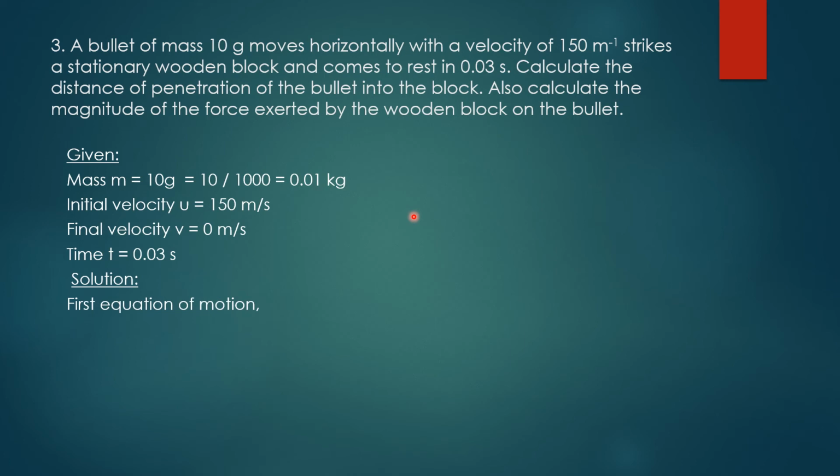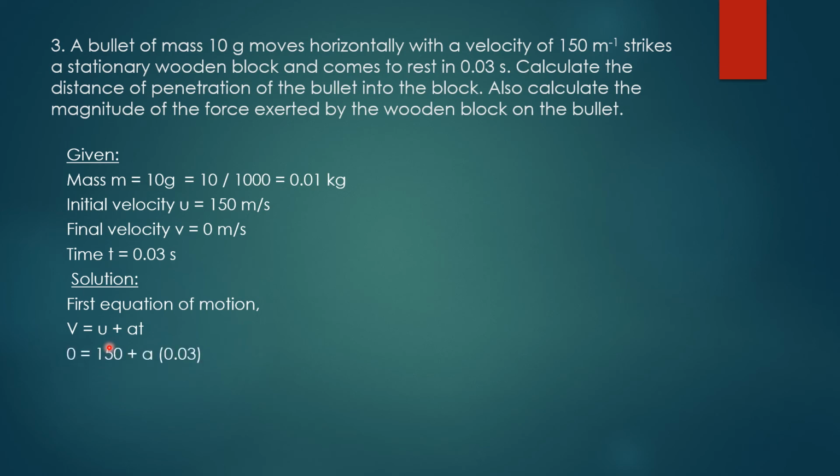So first we have to find the acceleration. Only when we find the acceleration can we find the force and also the distance. So we are going to use the first equation of motion from the first lesson, that is v is equal to u plus at here. Now we'll substitute the values.